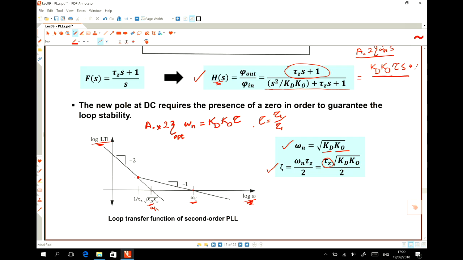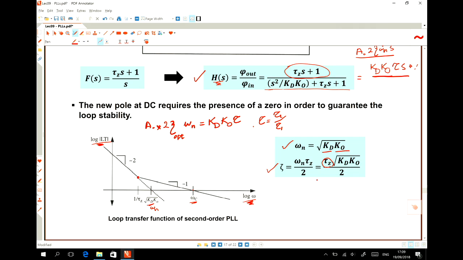I understand the slope part. That is because of s squared and s. 2 will come down, and there will be two terms like 2 log omega plus log omega something, when we put s equals j omega in the transfer function. Yeah, you are right.